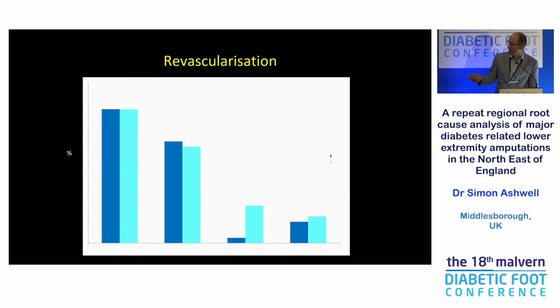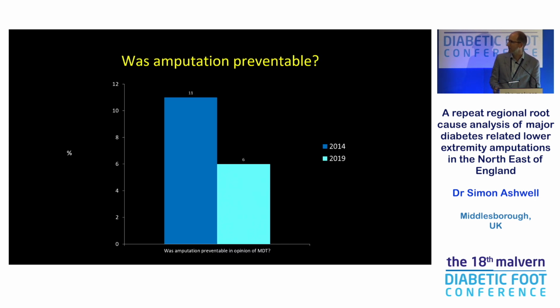Again, unfortunately, the graphics have all gone, but there were no major differences in revascularization procedures across the two periods. About 25% of people had a revascularization procedure performed. Well, this has worked. We asked the MDT whether the amputation was considered potentially preventable, and gladly there was a 50% reduction in the number of people in whom the amputation was considered to be preventable, comparing 2014 and 2019.